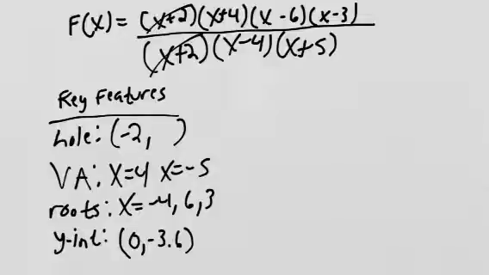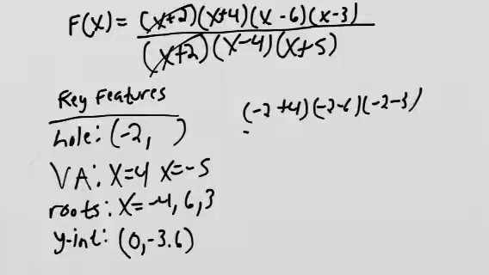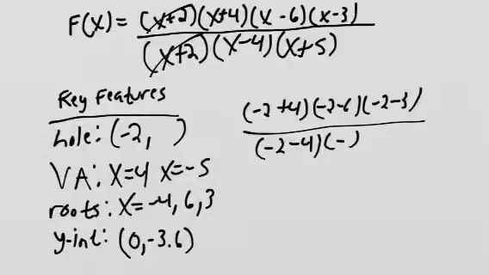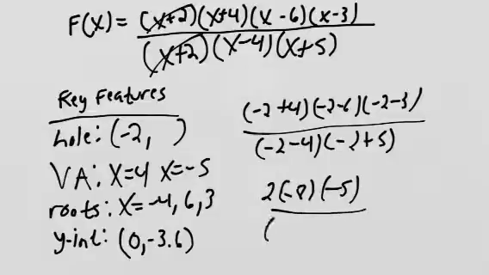So we get -2 plus 4 times -2 minus 6 times -2 minus 3, all over -2 minus 4 times -2 plus 5. Okay, so that gives us 2 times -8 times -5 over -6 times 3, which just gives us 80 over -18, it looks like.